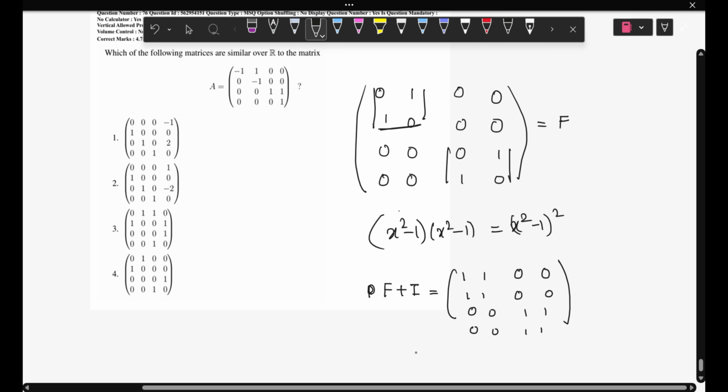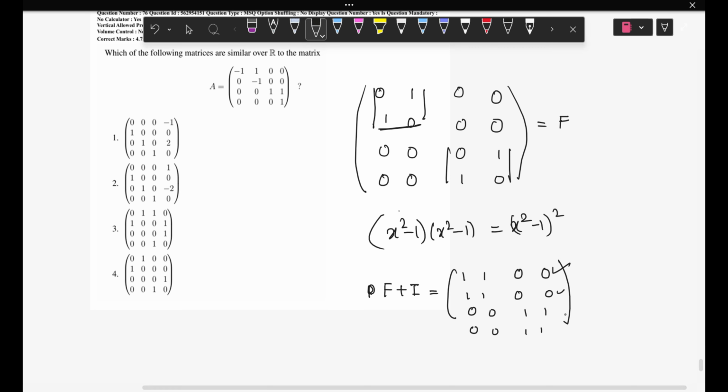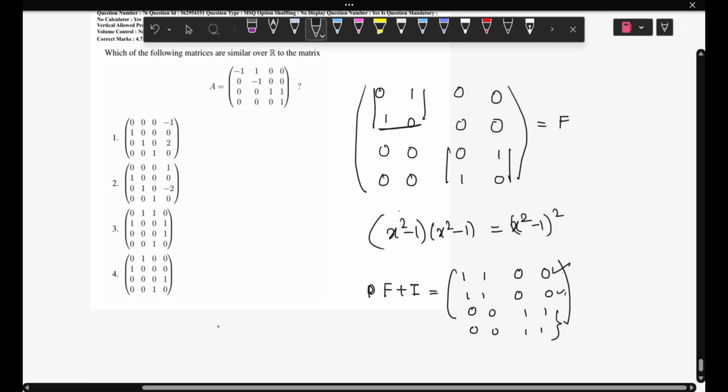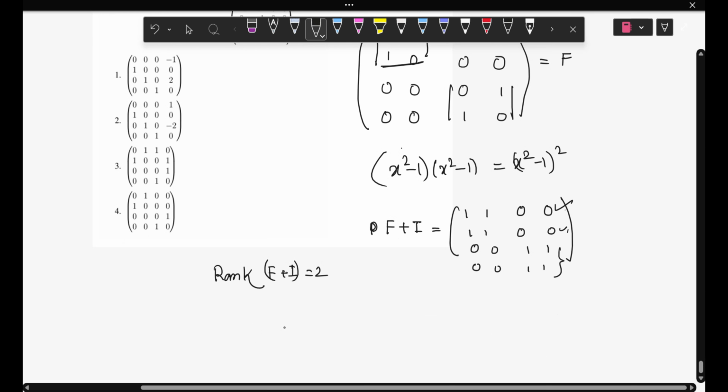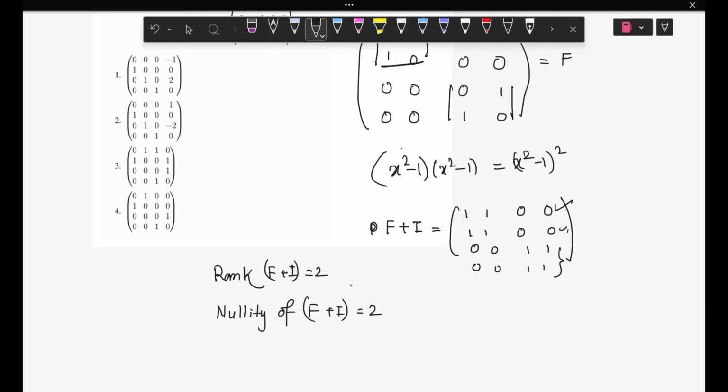See, F plus I has two independent rows. These two rows are dependent, these two rows are dependent. So the rank of F plus I is 2. Therefore the nullity of F plus I is also 2, as this is a 4 by 4 matrix. Therefore the geometric multiplicity of the eigenvalue 1 is also 2.